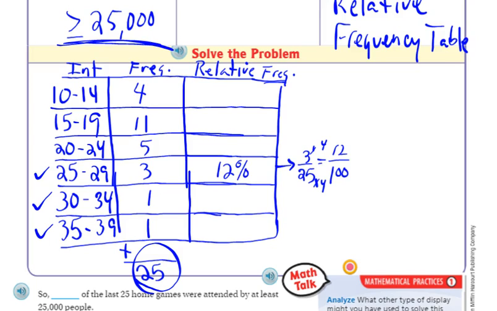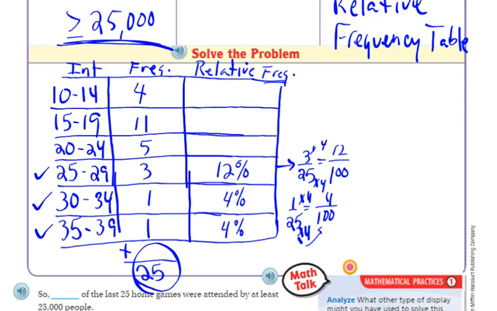Now we're going to do the exact same thing here for the 30 to 34, and you'll notice I only have to do one more proportion because they both have a value of 1. So I'm going to have 1 out of 25, and I'm going to put equals over 100. Again, equivalent fraction rule, times 4, because that gets me to 100, gives me 4%. So this is going to be 4%, and then that means 35 to 39, which is also a frequency of 1, will also be 4%.